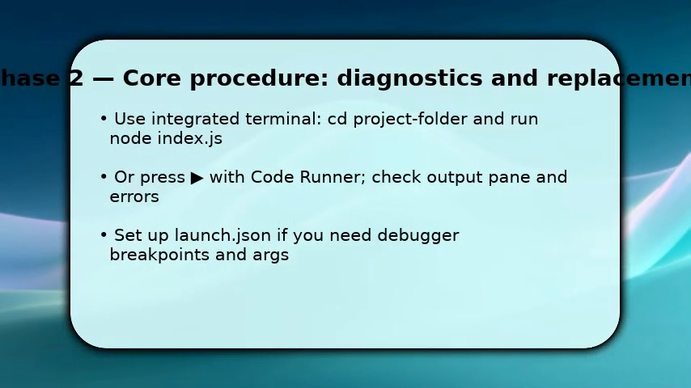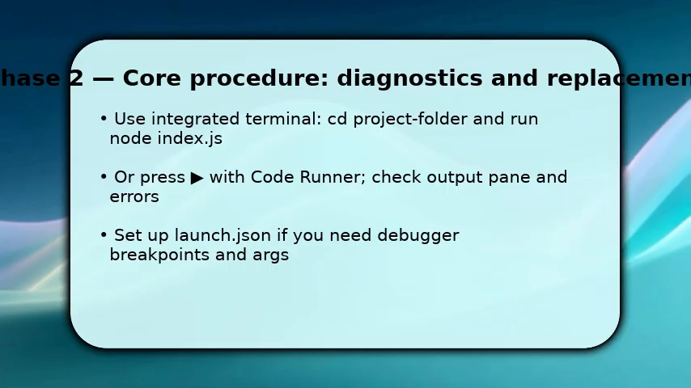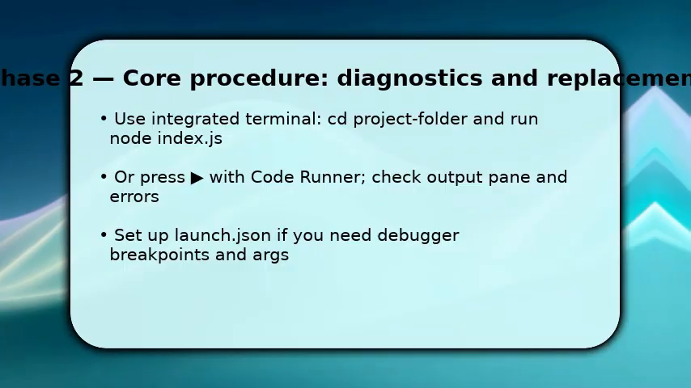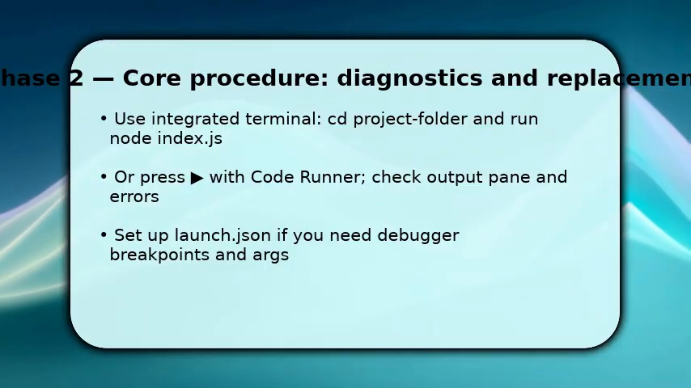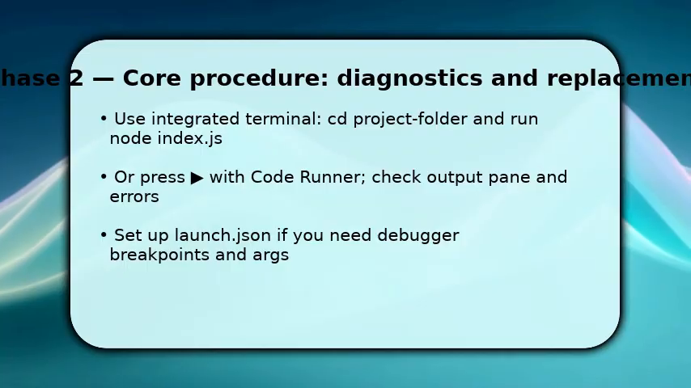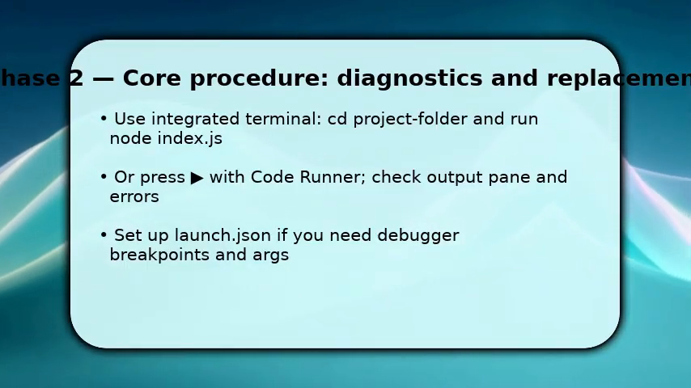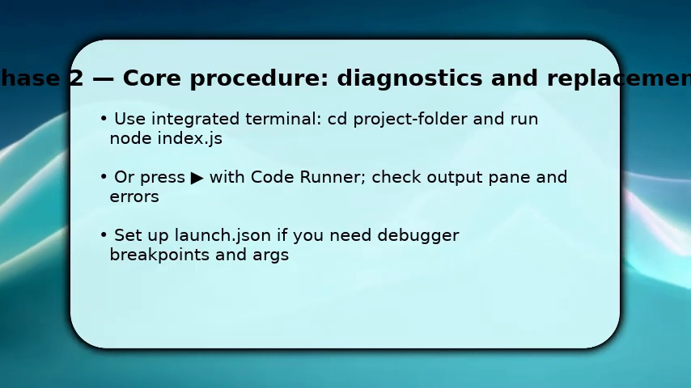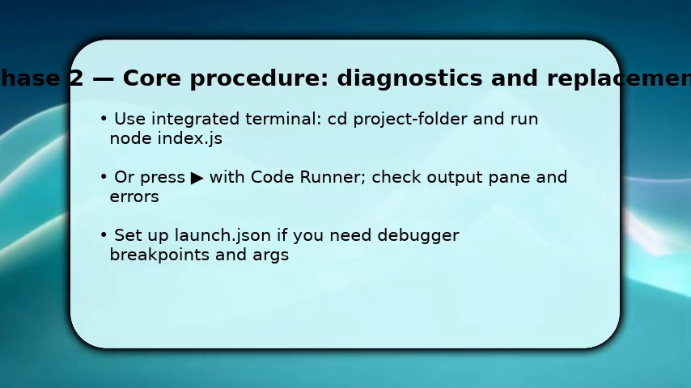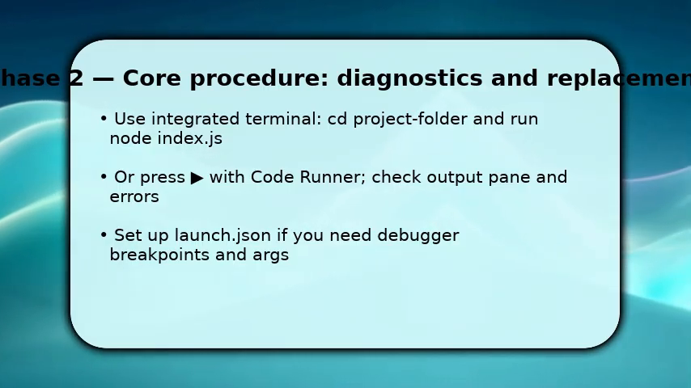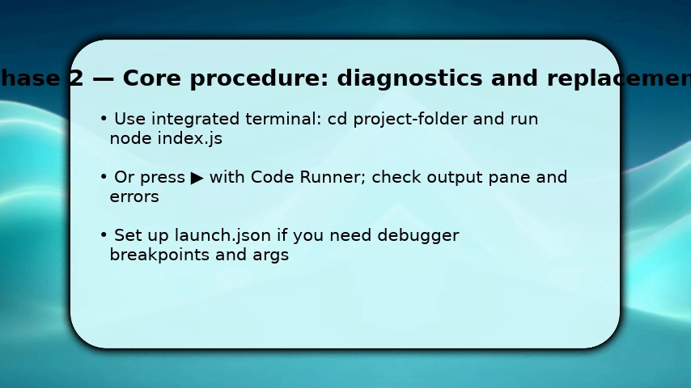Next, run and configure. Open the integrated terminal, change directory to your project, then run node index.js to execute. If you chose Code Runner, press the play button and watch the output pane for results and errors. For debugging, create a launch.json with Node configuration so you can set breakpoints and pass arguments. This gives step-through inspection of variables. Once configured, you'll iterate faster because you can run or debug from within VS Code without switching tools.